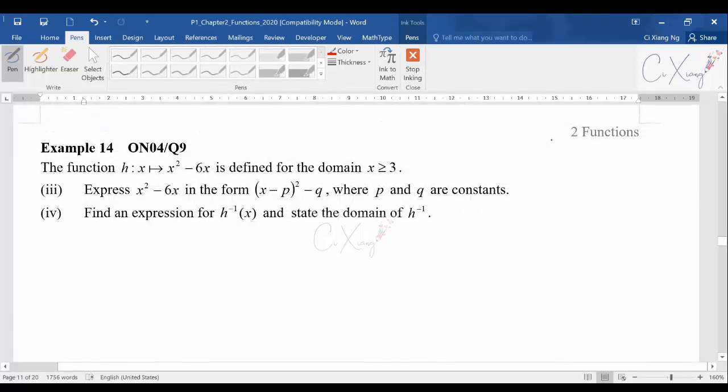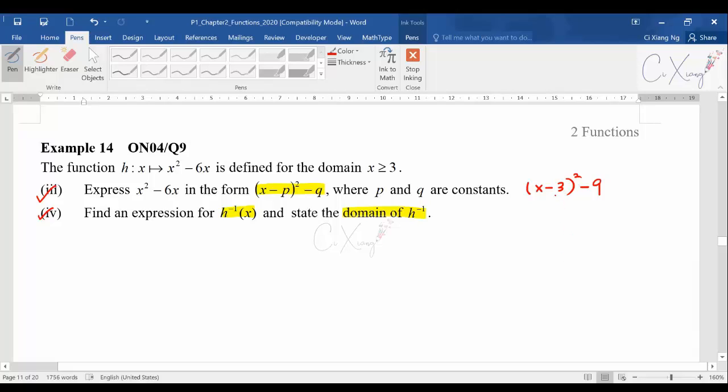Okay, so for example 14, they want you to find the quadratic expression in this, that means in the completing square formula. Again, I will leave it for you. You have x minus 3 squared, then minus 9. Alright, and part number 4, they want you to find the inverse function and also state the domain of H inverse. Okay, so again, before I start, I will try to sketch the graph, maybe somewhere in my solution or in my mind first.